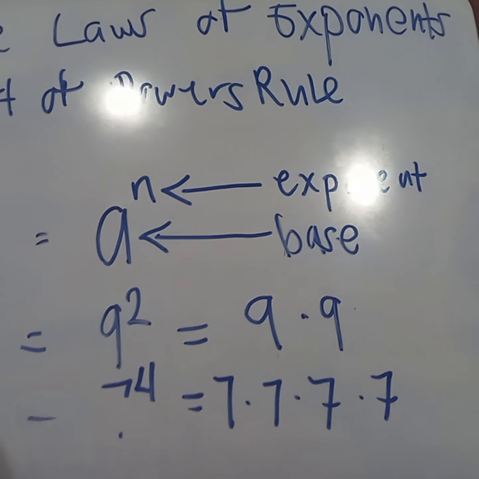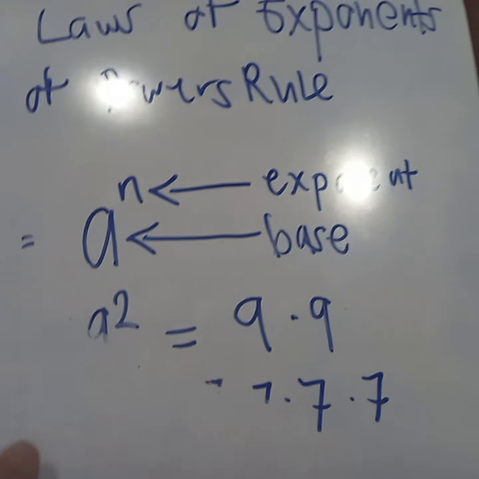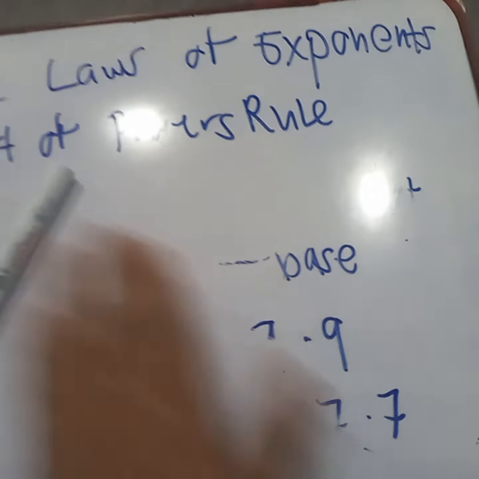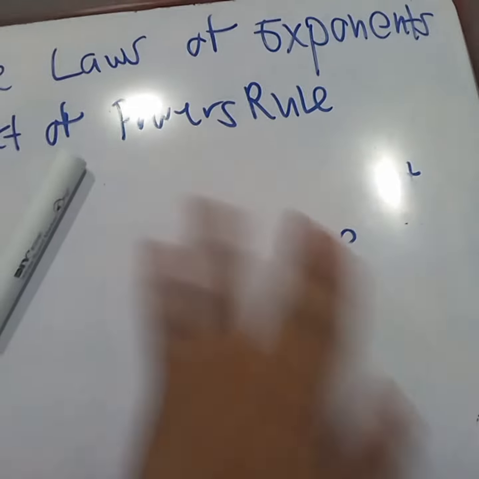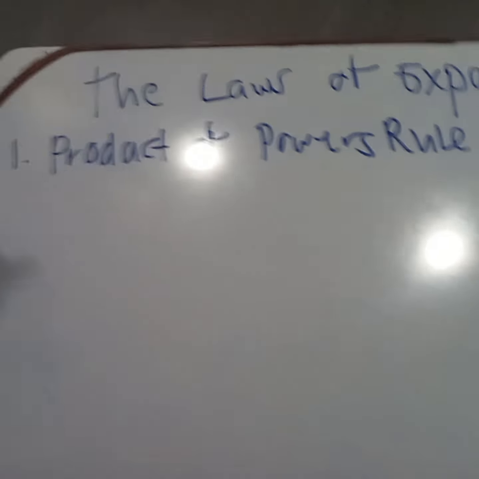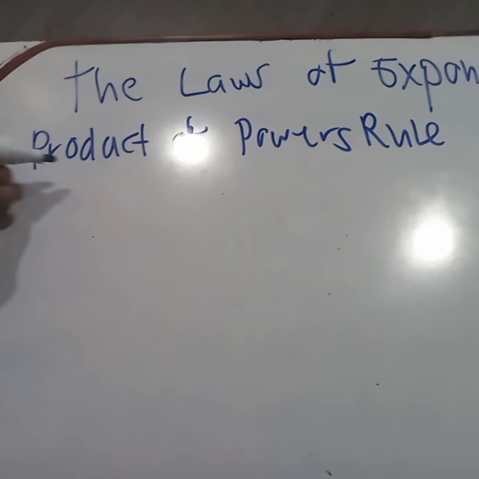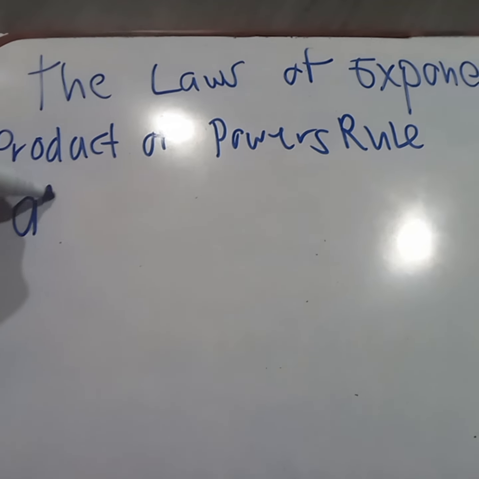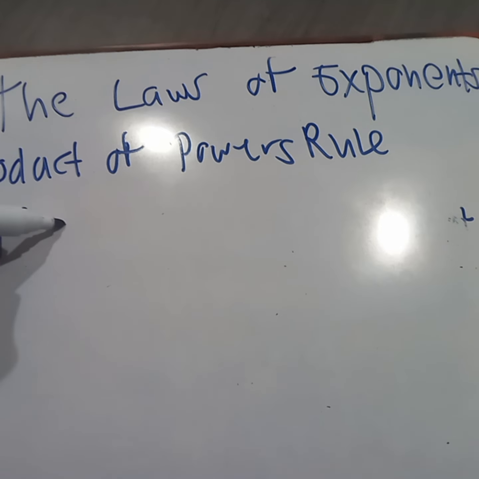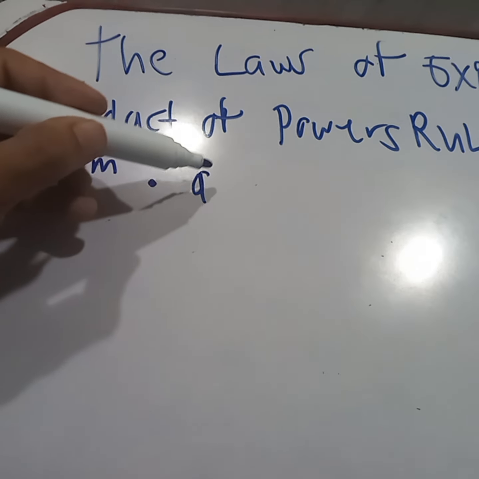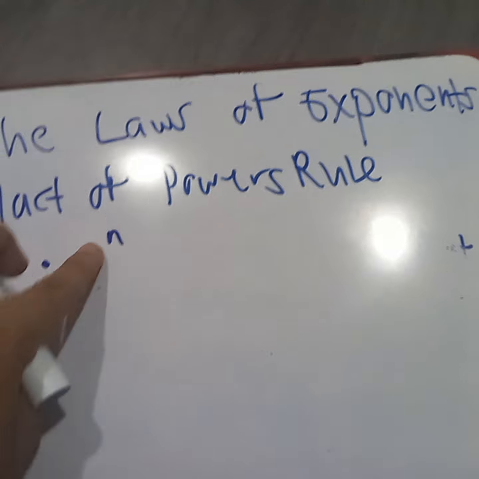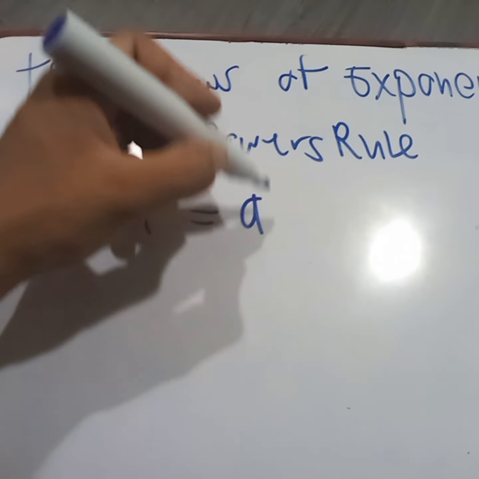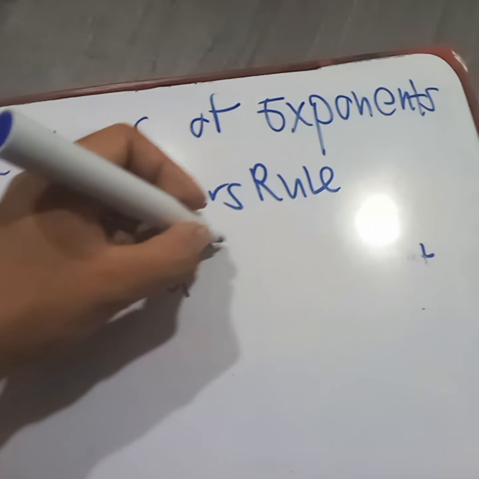And let us go over to the first rule. So the first rule states that a to the power of m times a to the power of n is equal to a to the power of m plus n.